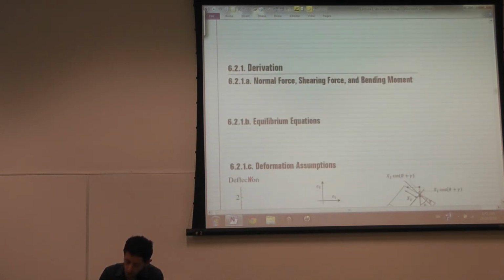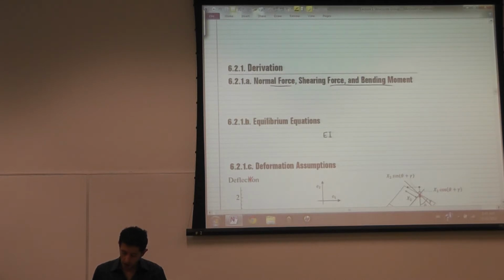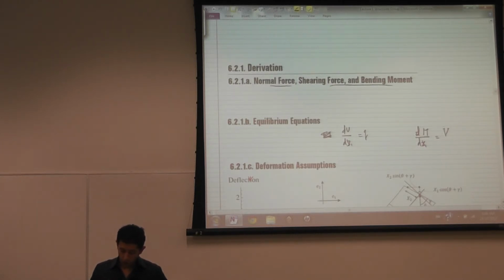So the normal force, shearing force, and bending moment are the same. This is just the integration of the stresses on the beam. The equilibrium equation is the same: dV by dx is equal to q, and dM by dx is equal to the shear. So these are the equilibrium equations. They do not change. What changes is the deformation assumption.